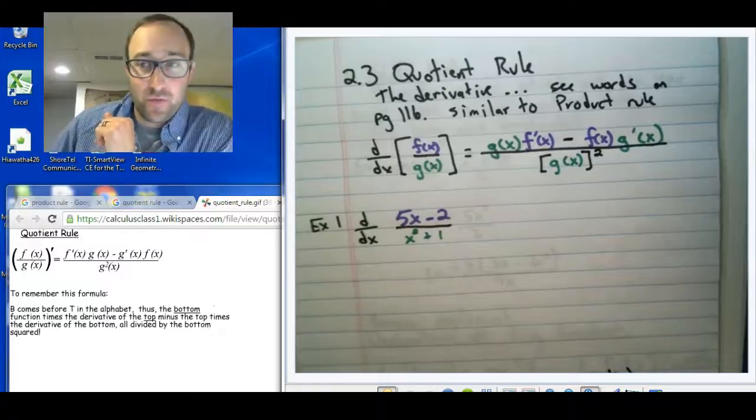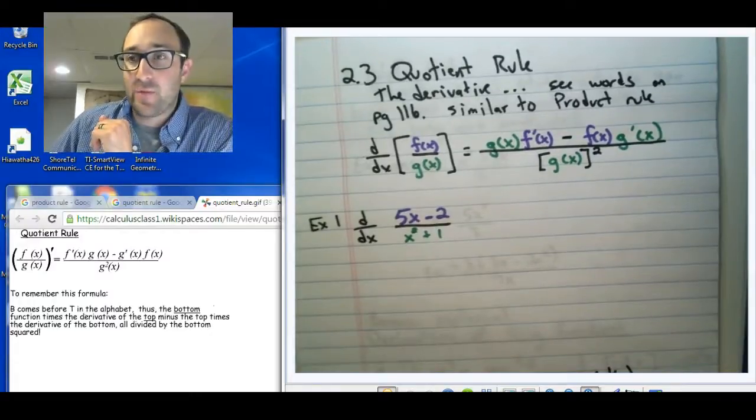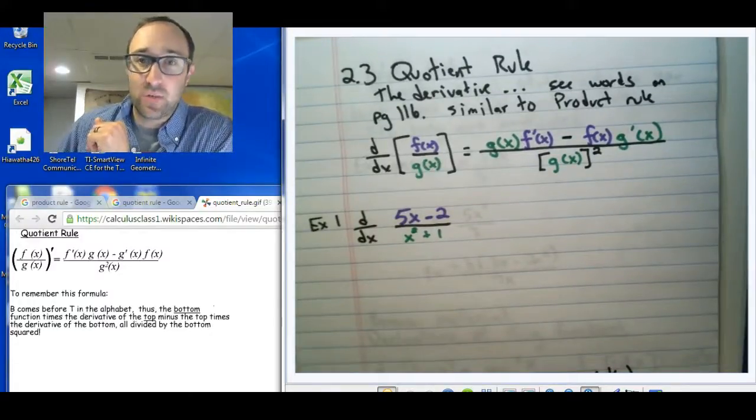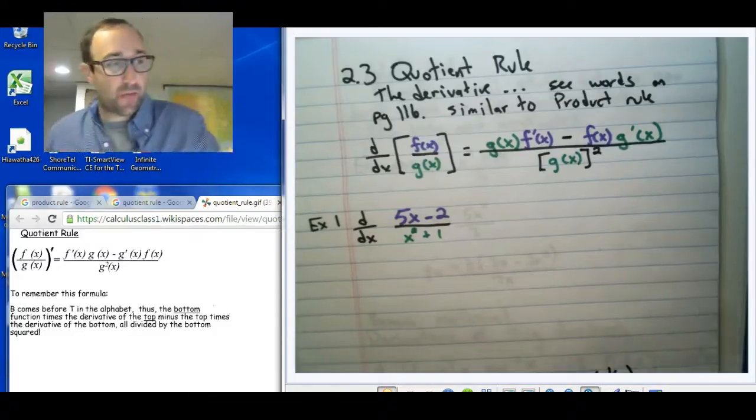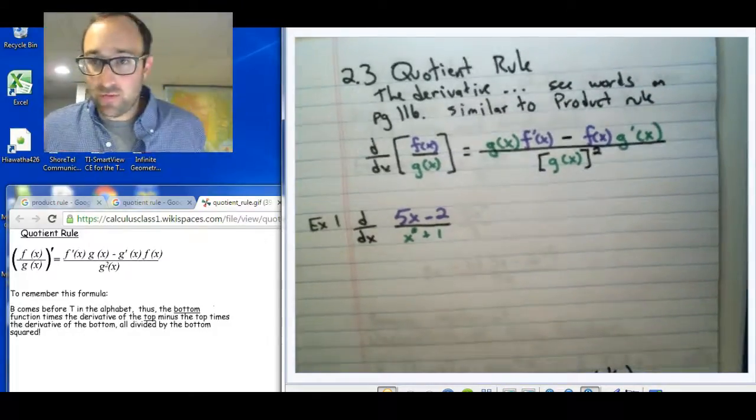So in words, the derivative, I'm not going to read all the rest of that. If you really want to see the words, go back to 116. It's really similar to the product rule. So we're just going to skip all those extra words and go right to the formula, save you some time.